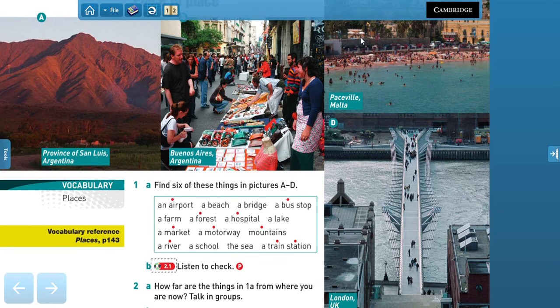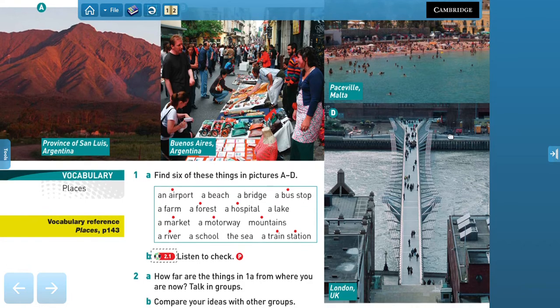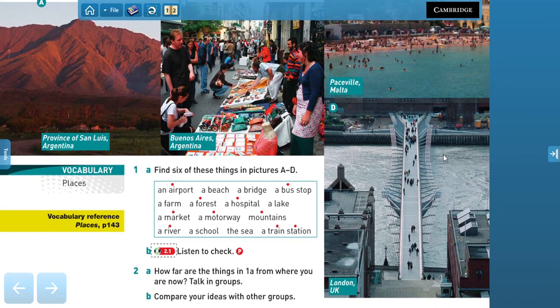Then we have here a beach, right? A beach and the sea, right? And in the last image, we have a bridge and the river, right? This bridge goes across the river. Very good.